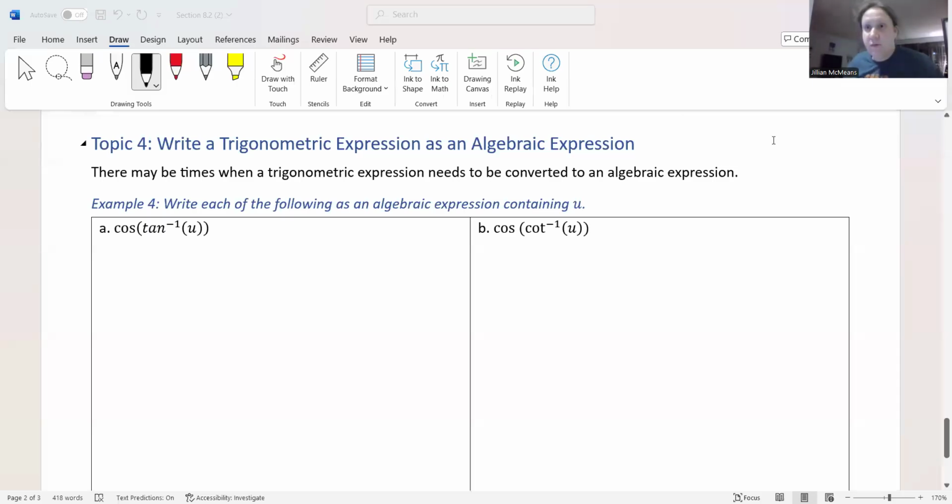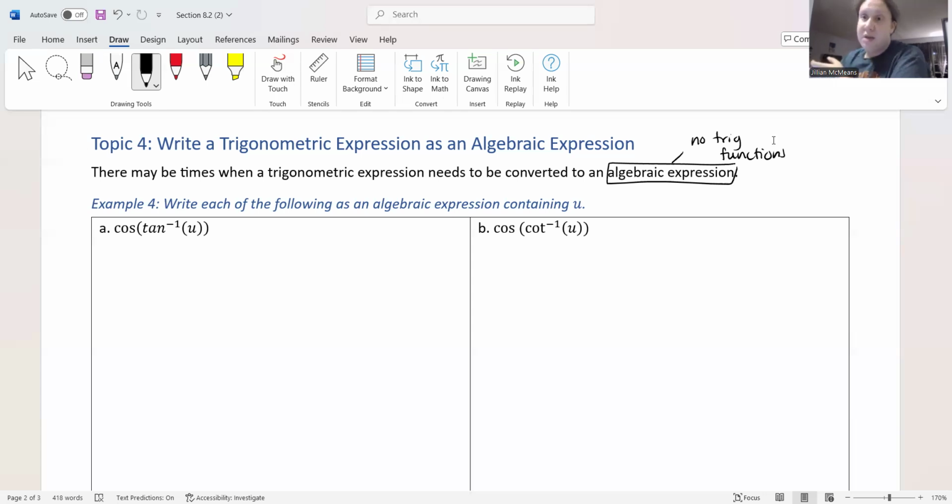Okay, last up for section 8.2 is topic 4, where we're going to write a trigonometric expression as an algebraic expression, okay? So there may be times where you have to take a trigonometric expression and write it as an algebraic expression. It's a little weird. It's not the worst thing ever. Just know that when we talk about an algebraic expression, we mean no trig functions. So we need to find a way to rewrite an expression without using sine, cosine, tangent, cosecant, secant, or cotangent.